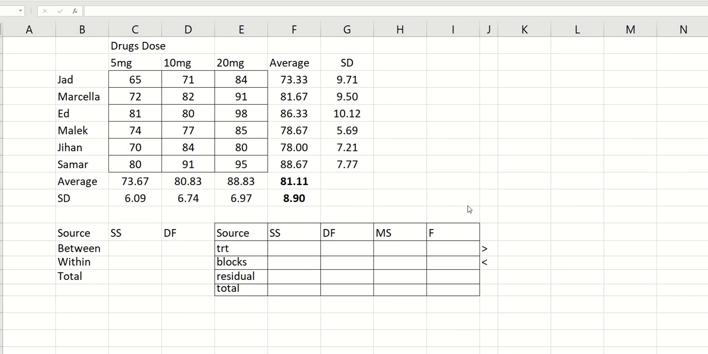This is an application for ANOVA with blocks. You have this Excel sheet on Blackboard. I did a little bit of changes, so you might not have exactly the same thing, but you do have the data on Blackboard.